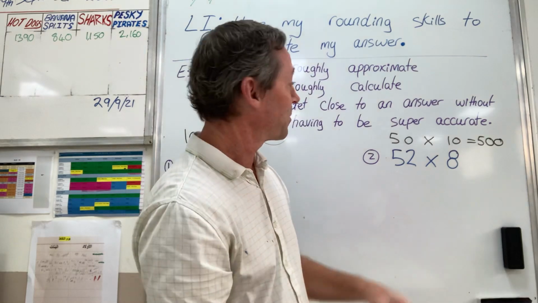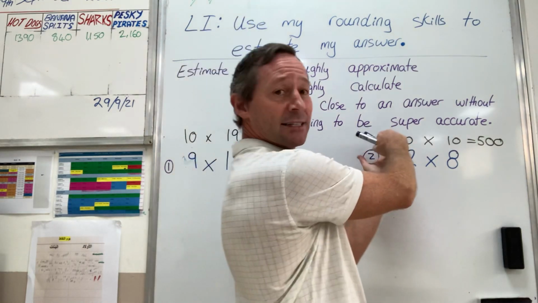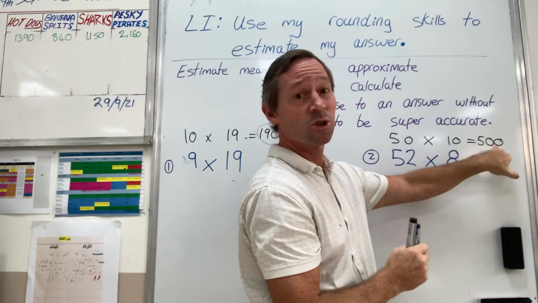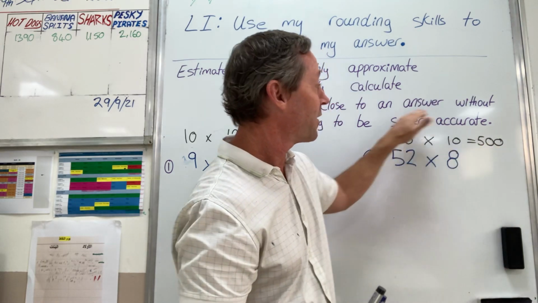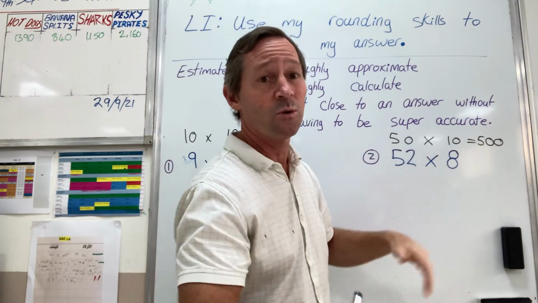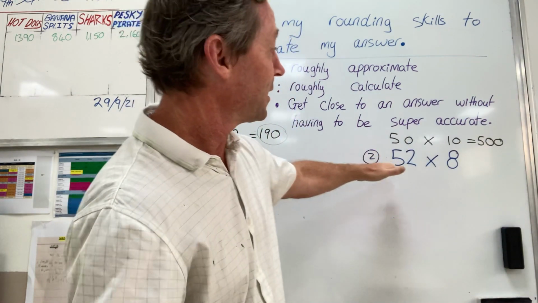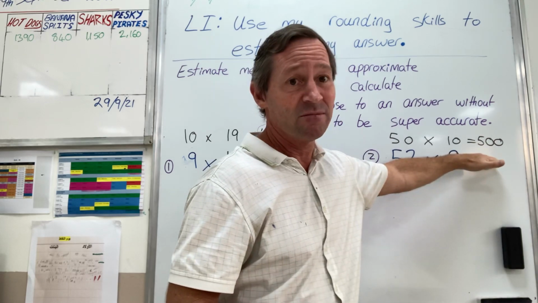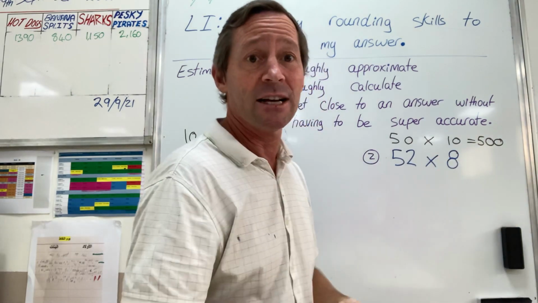The 2 zeros represent, we're looking at tens here, not just the ones, so that's why I've added the 2 zeros on. 500. So estimating 52 times 8 is round about 500. It's not accurate, it's close enough.